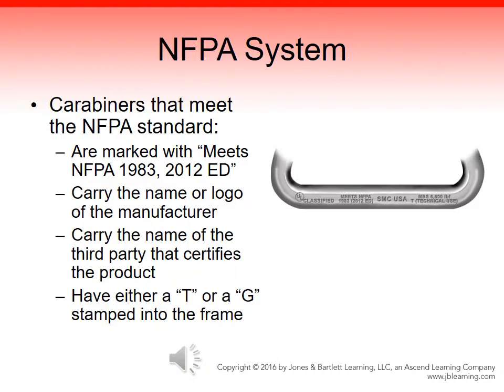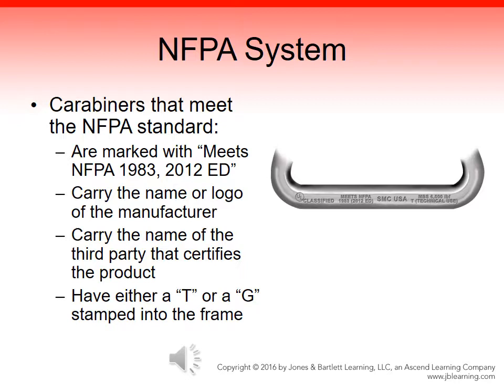The NFPA system: carabiners that meet NFPA 1983, Standard on Life Safety Rope and Equipment for Emergency Services, also carry special markings and are marked with "meets NFPA 1983." At this point, I believe it's the 2016 edition. They carry the name or logo of the manufacturer along with the label of the third party that certifies the product meets the standard. NFPA certified carabiners also have either a T or a G stamped into the frame.